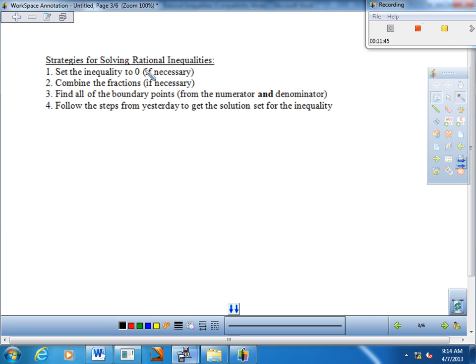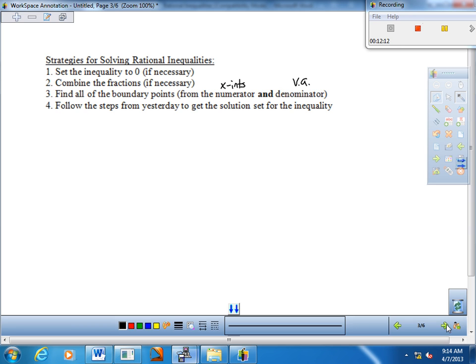Greater than 0 will be positive. Less than 0 will be negative. And then what we're going to have to do is combine it into a single rational expression. So combine the fractions, again, if necessary. And then what we developed, everybody, is finding the boundary points. But in this case, what we found is the boundary points come from the numerator, x-intercepts, and the denominator, vertical asymptotes. And then obviously we just follow the steps from yesterday. At that point, it really becomes basically the same piece.